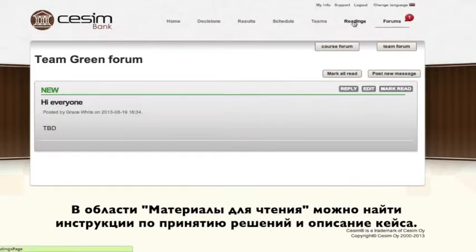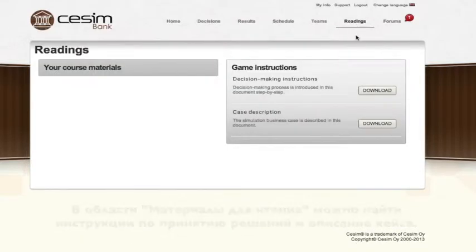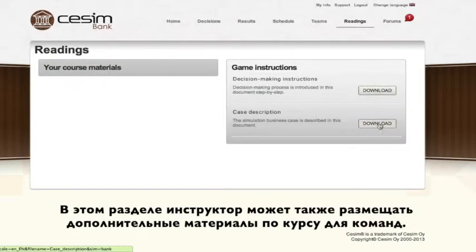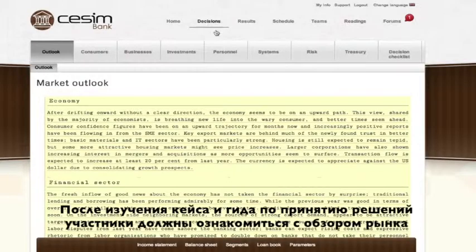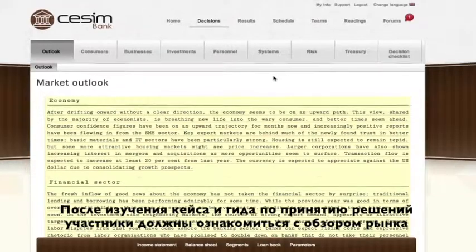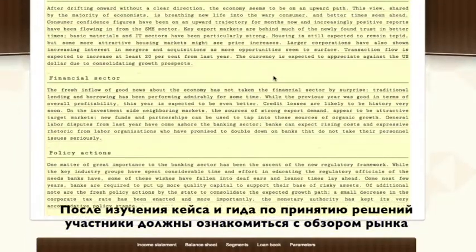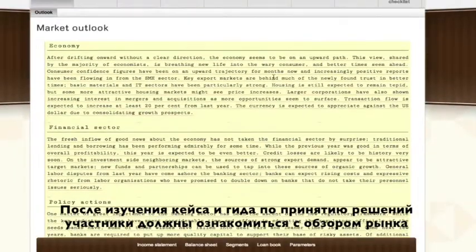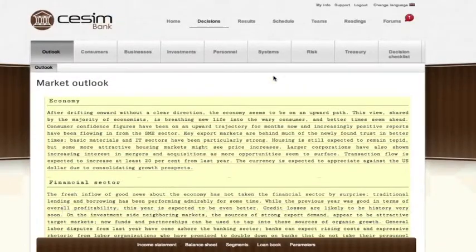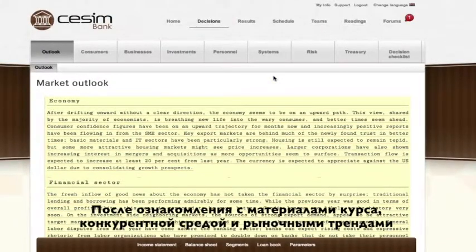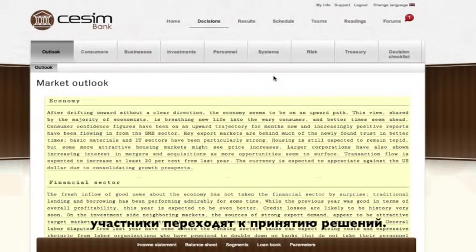Readings contain decision-making instructions and a case description. The instructor can also make course materials available through this section. After reading the decision-making guide and case description, the students should read the market outlook in order to take into account general economic and industry trends. Having familiarized oneself with the relevant course materials, competitive position, and the likely development of key trends, it is time to proceed with the actual decision-making.